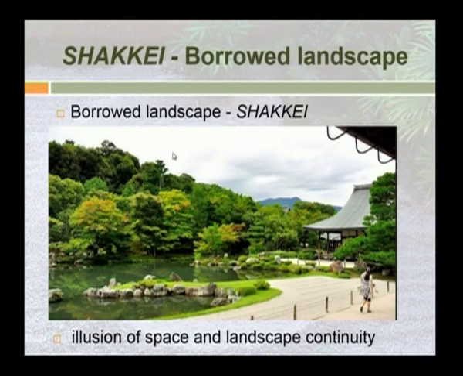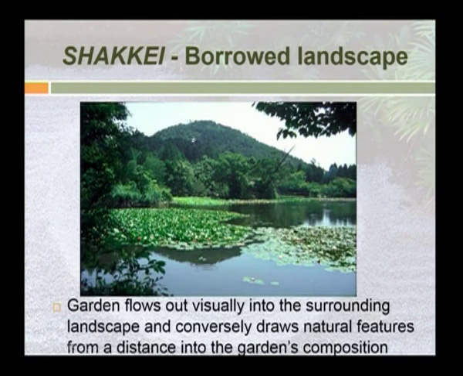Another concept that is used is shakkei, which means borrowed landscape. The main goal here is to create an illusion of space and landscape continuity. In this kind of garden, distant elements such as a mountain or distant trees are brought into the garden design. They became part of the garden composition. Particularly in these types of gardens, the fences were hidden to give a sense of boundless space.